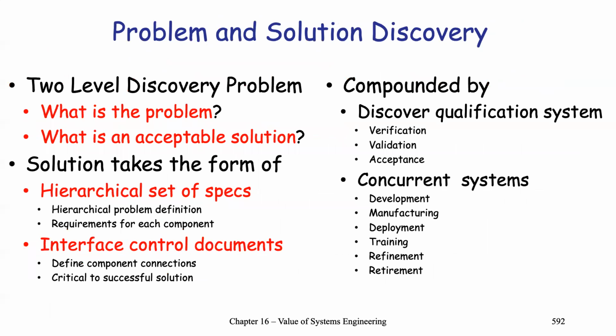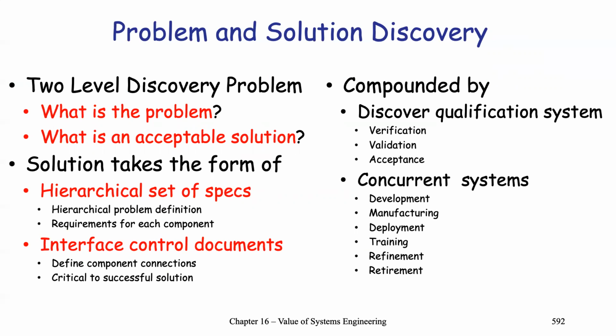So for problem and solution discovery, there's a two-level discovery problem. What is a problem and what is an acceptable solution? So you have to know what the problem is before you can come up with a solution. And the solution takes the form of a hierarchical set of specs and interface control documents. And so all of these things need to be done.